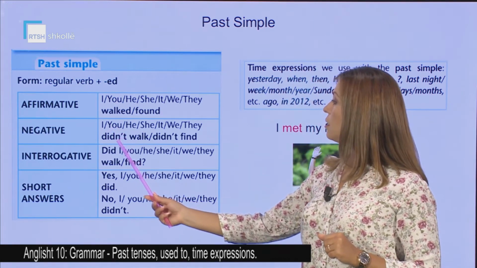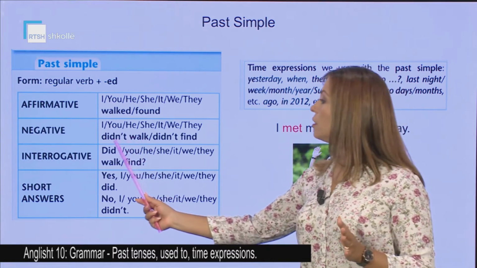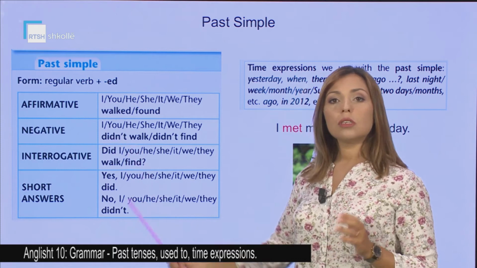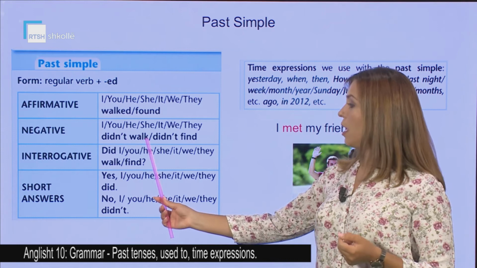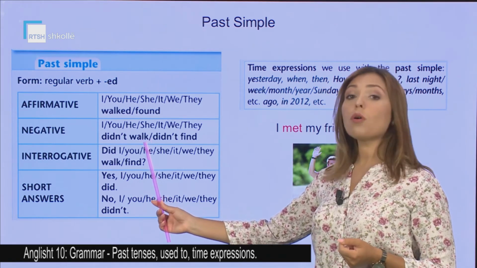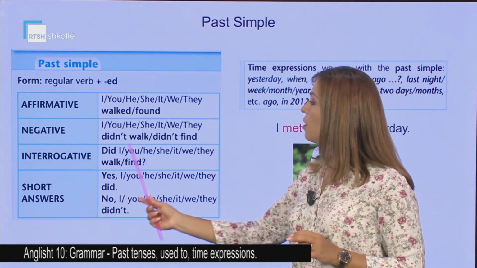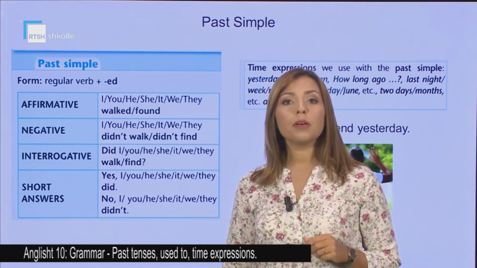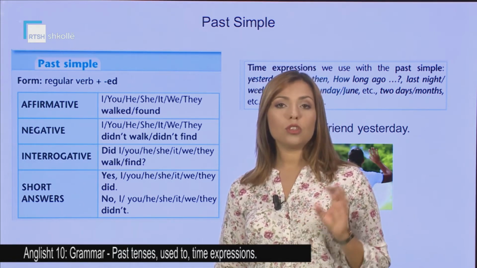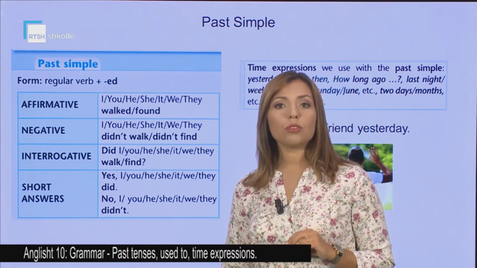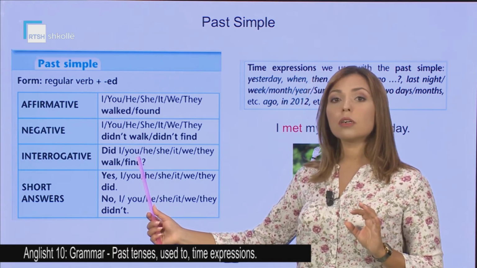Let's go and see the negative form. I didn't walk. So we have did not. Short, didn't. I didn't walk. As we can see, there is no more ending, no more ed now, because we have the auxiliary verb, the helping verb, did not. So, I did not, I didn't, and simple verb, walk.